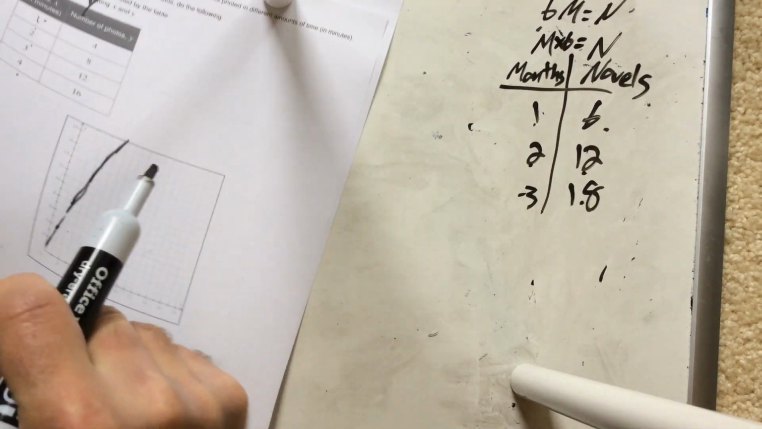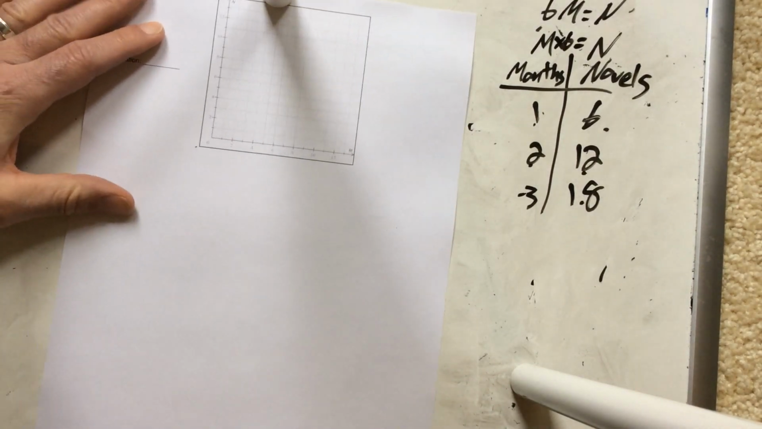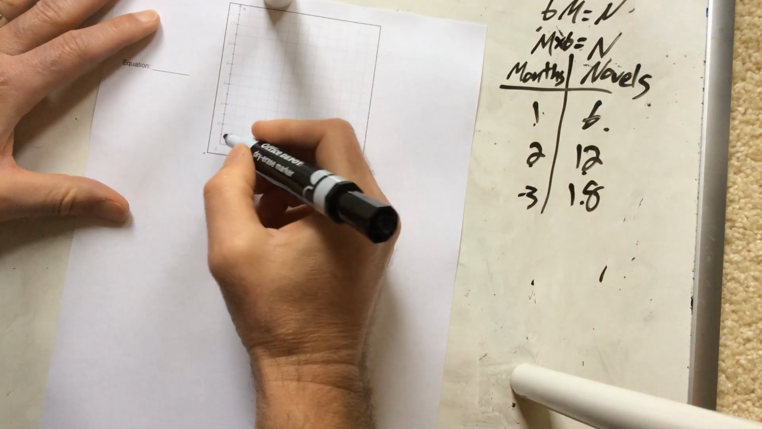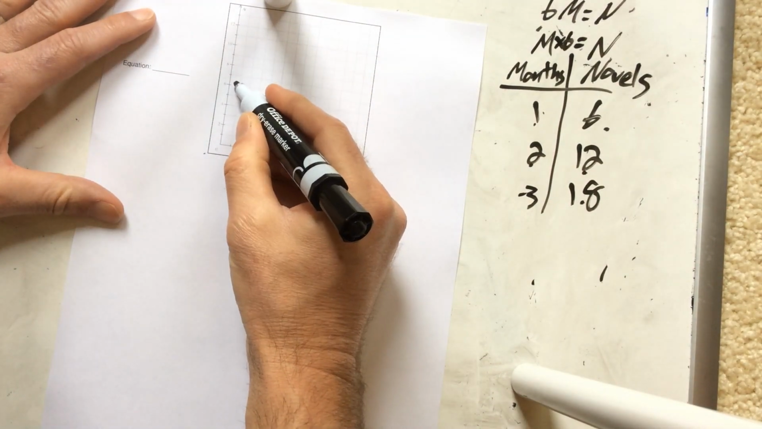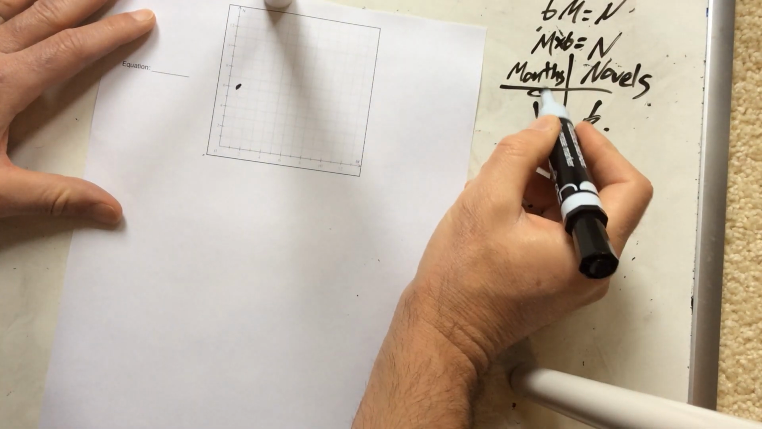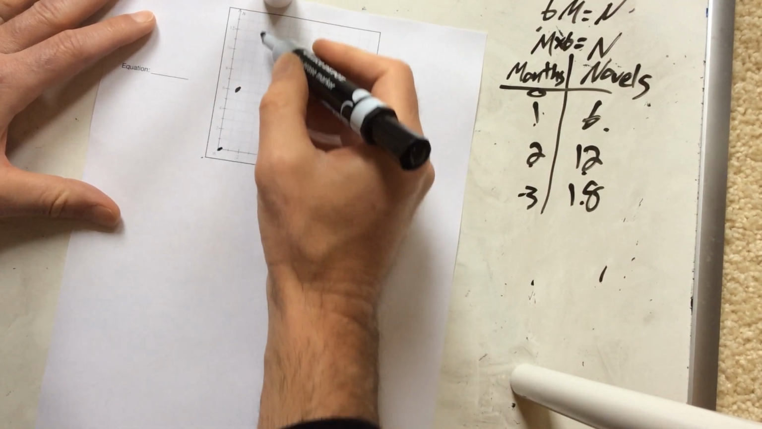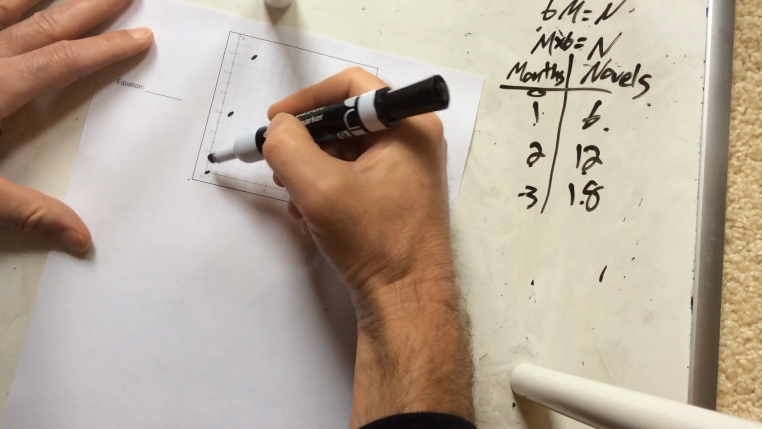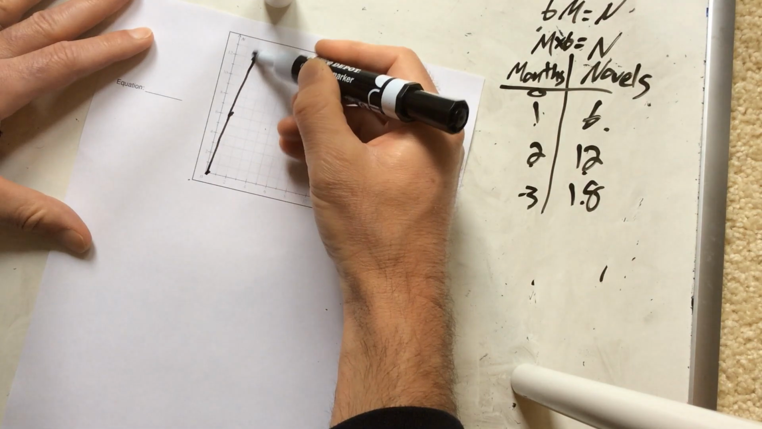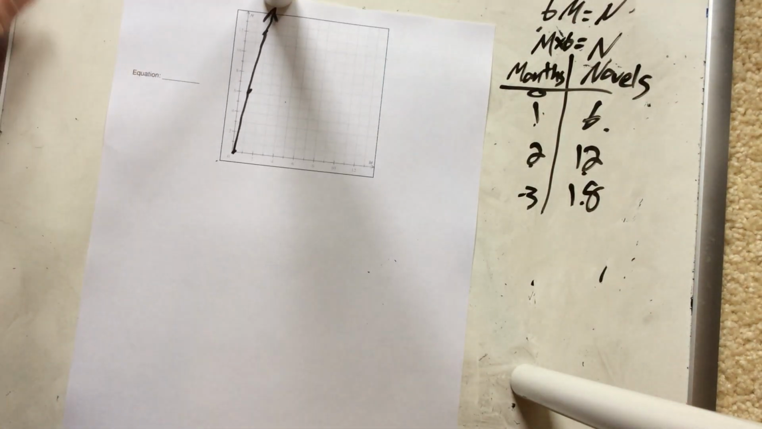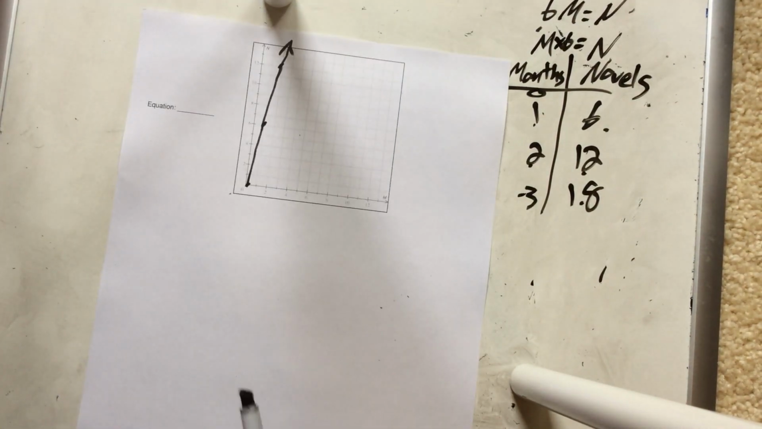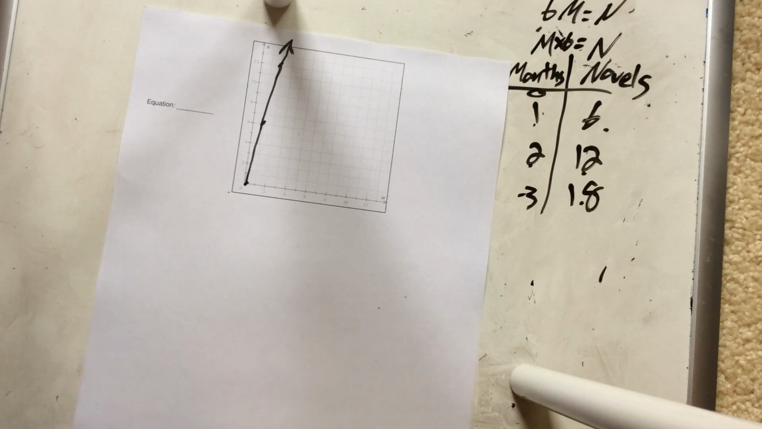Now if I'm going to graph it, all I really need to do is find 2 points, and since they're linear, I can just connect those 2 points. So I could do 1, 6. I could do 0, 0 even. 2, 12. This graph gets away from us pretty fast because it's so steep. This kid's a reader.